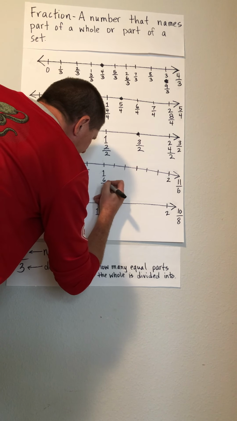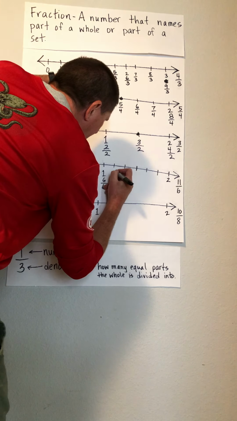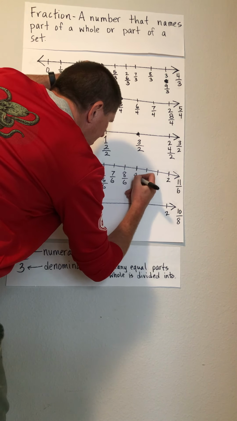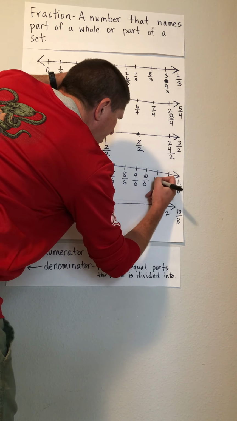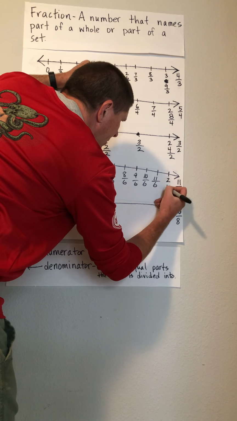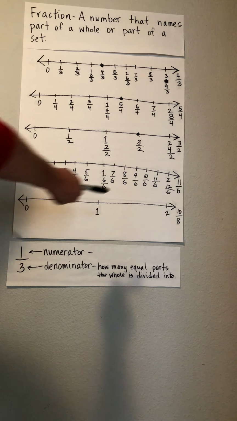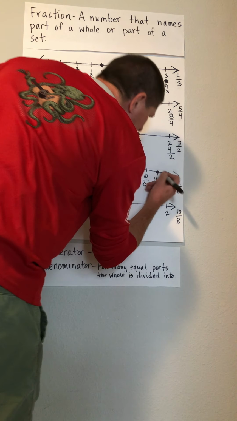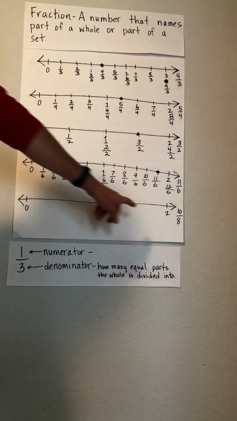5/6. 1 is the same as 6/6, 7/6, 8/6, 9/6, 10/6, 11/6, and 12/6. Now I am looking for 11/6, so it's right there. I thought that was a lot of work.